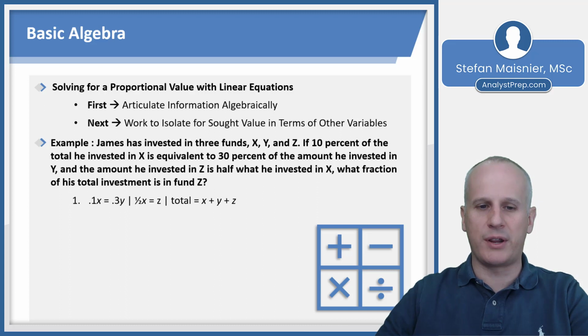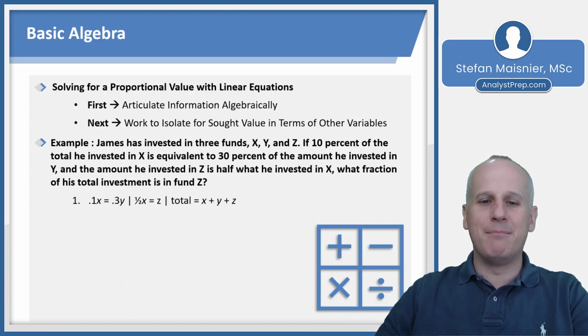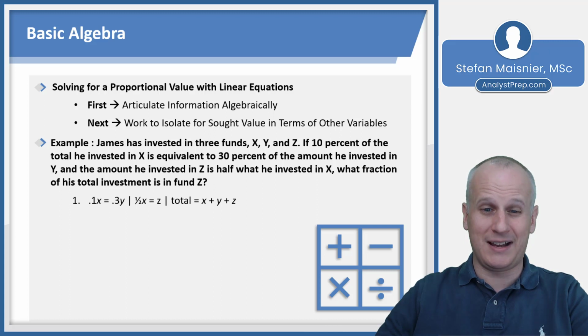That's our first equation. And the amount he invested in Z is half what he invested in X. Well, you can see I'm putting X on the left-hand side just to start to align everything, but 1/2 X is equal to Z. And our total, rather than calling it a total, a unique variable, is going to be X plus Y plus Z.